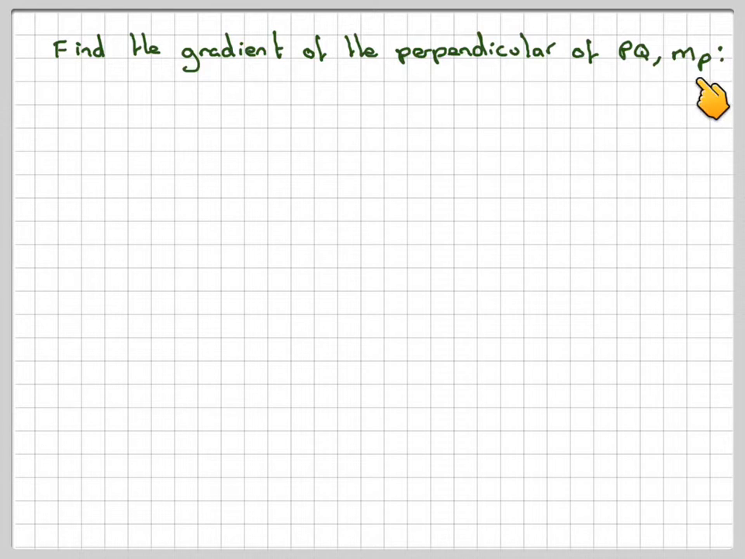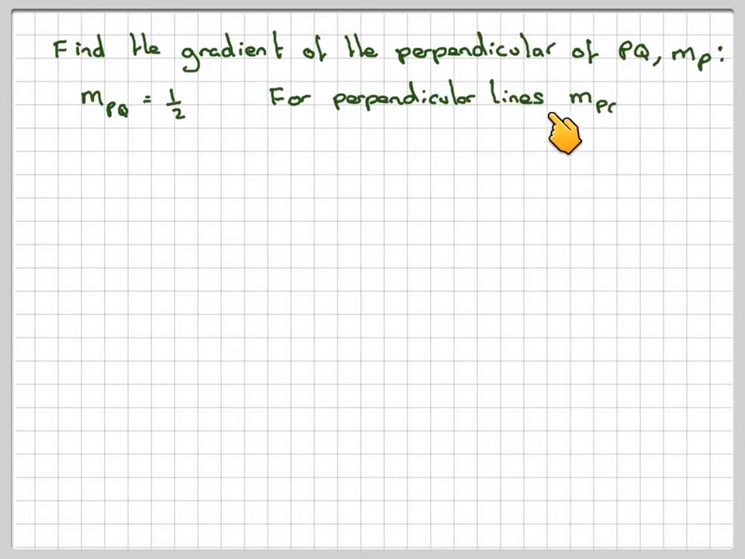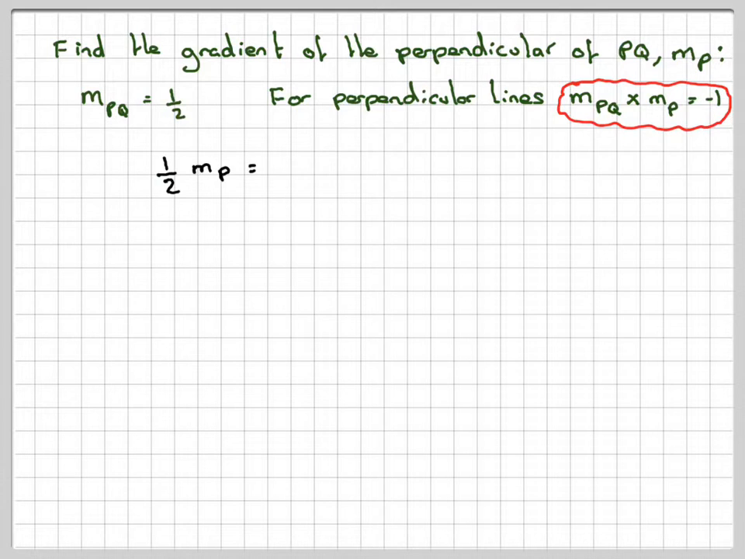Step number 3 is to find the gradient of the perpendicular of PQ. We call that m_perp, and we know that m_PQ is 1/2 from the previous part. Therefore, for perpendicular lines, the original gradient times the gradient of the perpendicular, which we're trying to find, is equal to -1. So 1/2 times m_perp is equal to -1, which means that the gradient of the perpendicular is -1 times 2, which is -2.